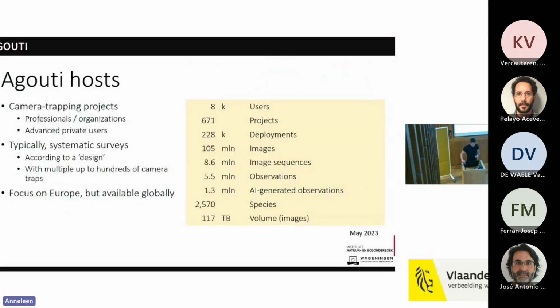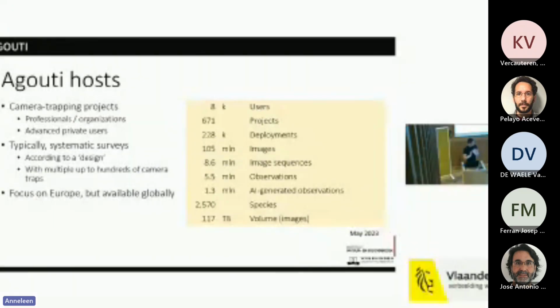Now, to give you just an overview of Agouti as a platform, so that is what's in there. Well, we have about 8,000 users, and these are mostly professionals or organizations. So really scientists, NGOs, conservation agencies. Sometimes it's groups of hobbyists or foundations that are more local in scope, but we're not targeting the individual camera trapper. We're really looking at people that do this in systematic surveys. And we saw in previous presentations different types and strategies, but all that stuff we try to cover with Agouti.